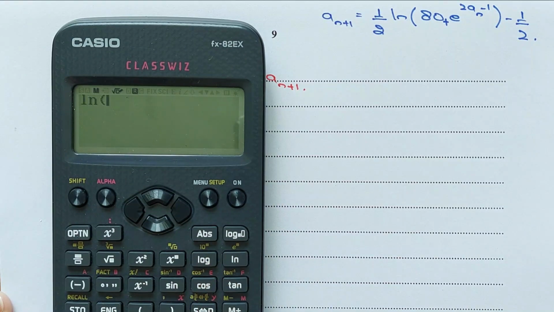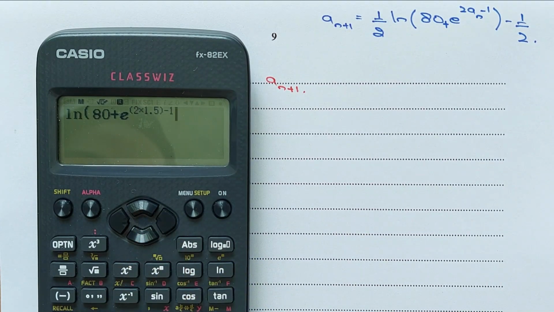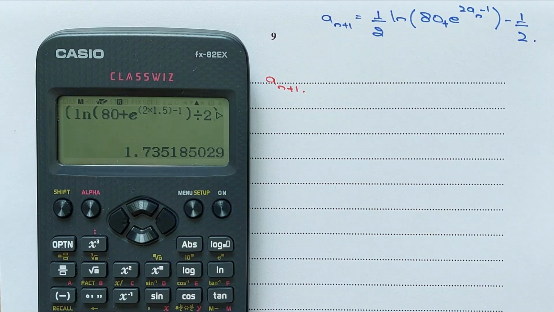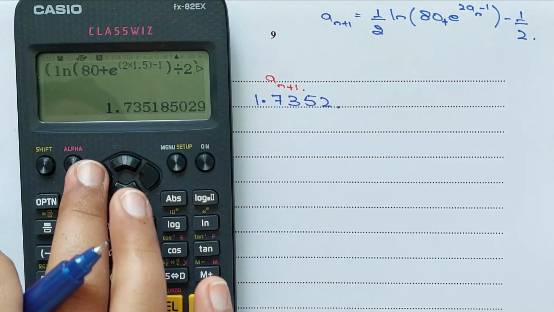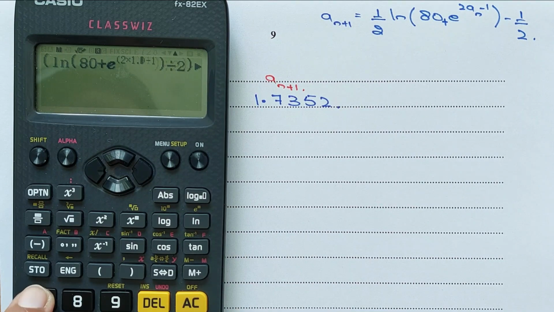Okay, so ln of 80 plus e power 1.5, 2 times 1.5, and we subtract 1, bracket divided by 2, this is bracket, and minus 1 by 2. 1.735 up to 5 significant figures. 1.7352. Okay, let me check the answer.